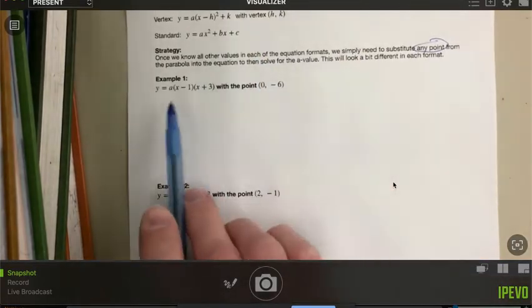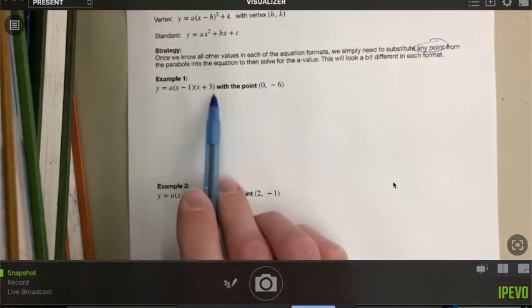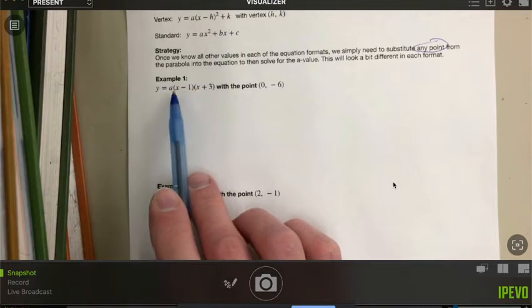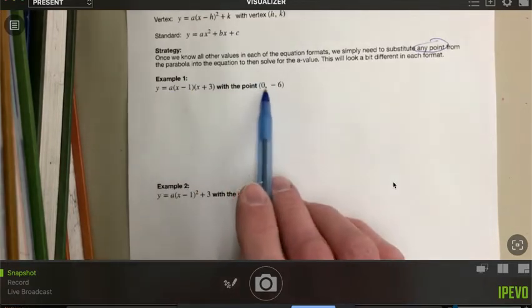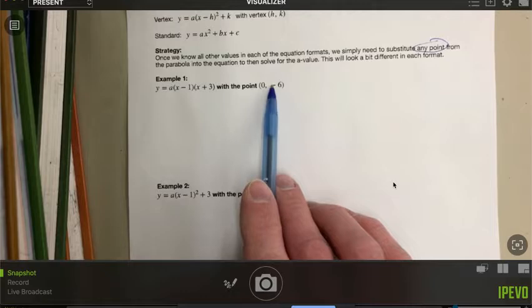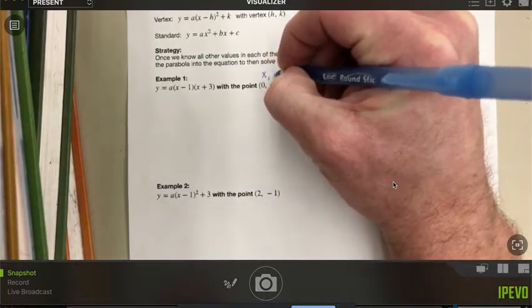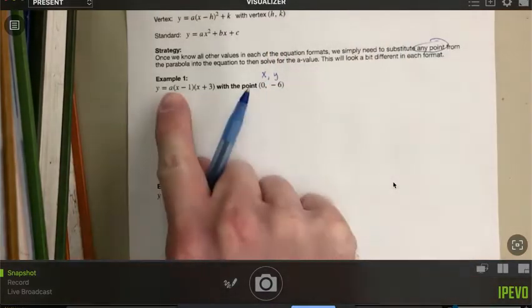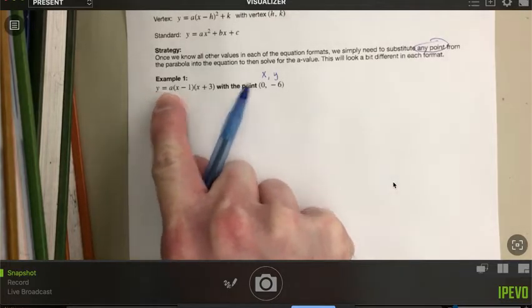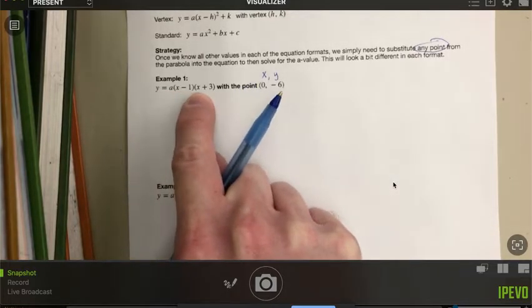So the first case is in factored form. And notice how I have A sitting here. My question is, what is that? But I've given you this point. So in this case, remember a point is x, y. And so over here, notice how we have a y, we have an x, and we have an x.